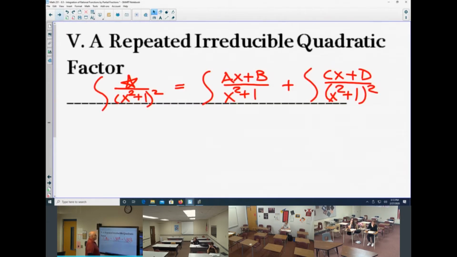All right. So the next part is a repeated irreducible quadratic factor. So x squared plus 1 doesn't factor and it's squared. So here we're going to have ax plus b over the irreducible quadratic factor to the first power, and then cx plus d over the quadratic factor to the second power. Because you can't factor it and it's quadratic, you're going to get 2 of them.